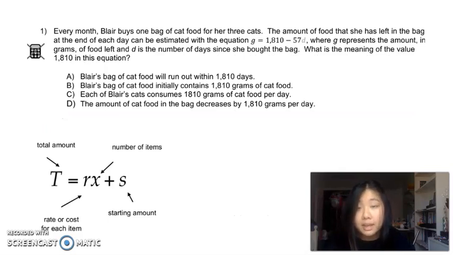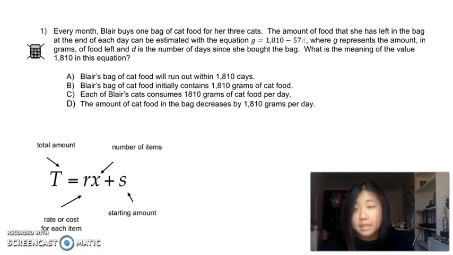This problem says, every month, Blair buys 1 bag of cat food for her 3 cats. The amount of food that she has left in the bag at the end of each day can be estimated with the equation G equals 1,810 minus 57D, where G represents the amount in grams of food left, and D is the number of days since she bought the bag. What is the meaning of the value 1,810 in this equation?